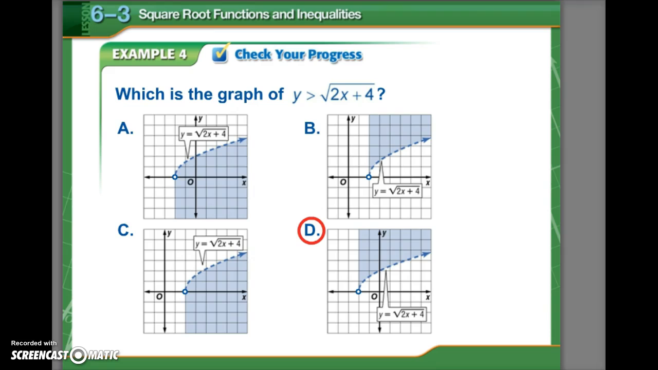Okay, our answer this time is letter D. Notice again, when they shade, they're shading above and it's dotted because of the greater than sign. If it was greater than or equal to, it would be a solid line. If it was less than, it would be shading below. Greater than, you always shade above. And notice how the shading is directly above this x-intercept, straight up, and nothing to the left, nothing below it.